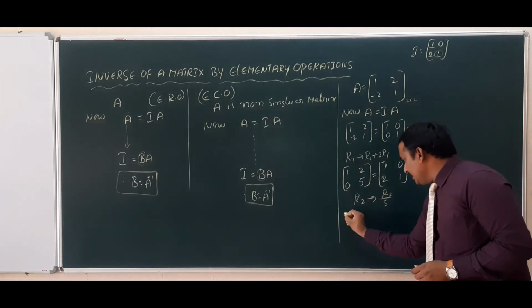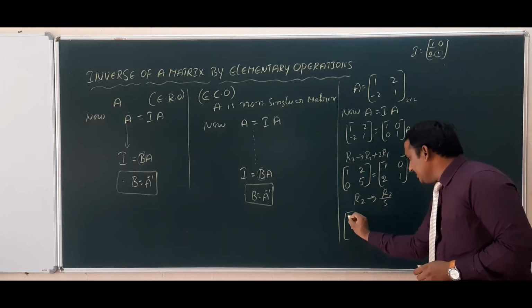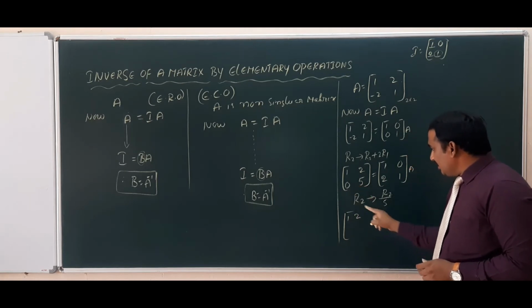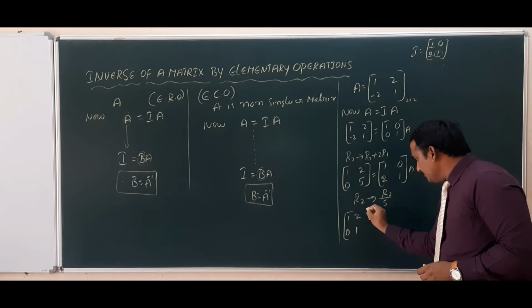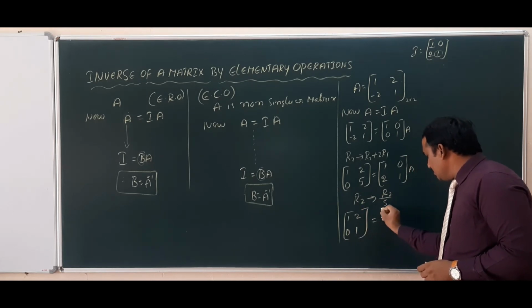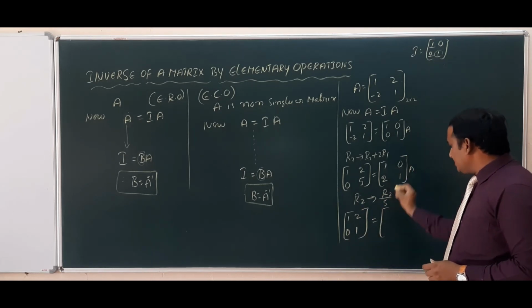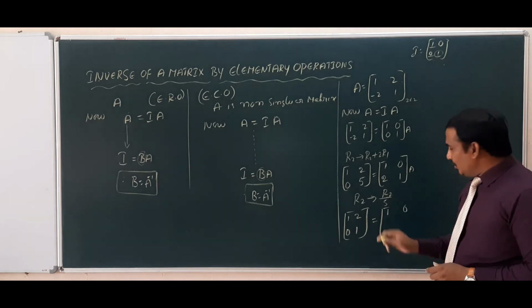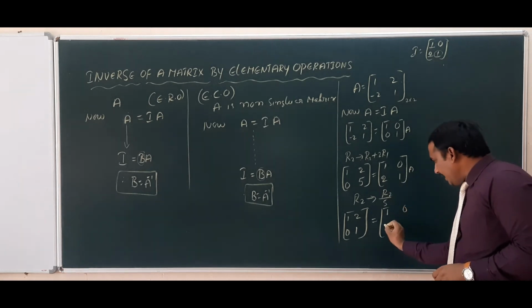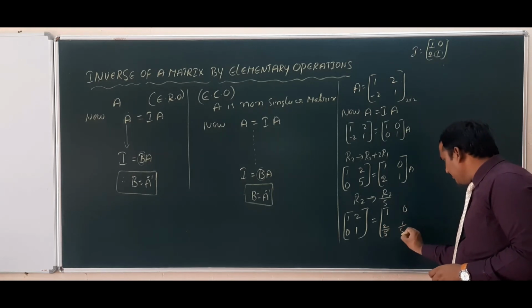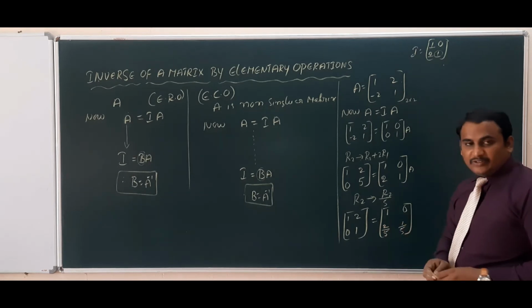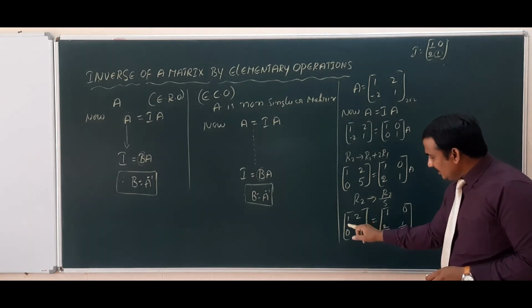Now I am writing here left. First row no changes, 1 2. Second row, 0 by 5 is 0, 5 by 5 is 1, equal to right side. First row no changes, 1 0. Second row here 2 by 5. Next here 1 by 5. Now check the identity matrix. It becomes 1 0 1.